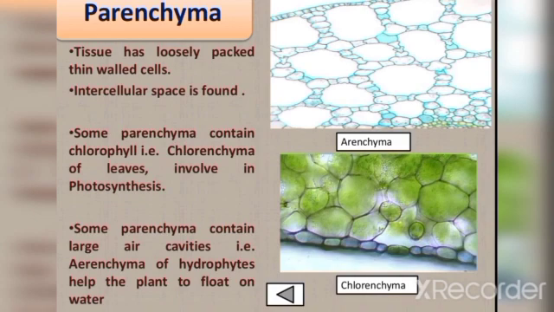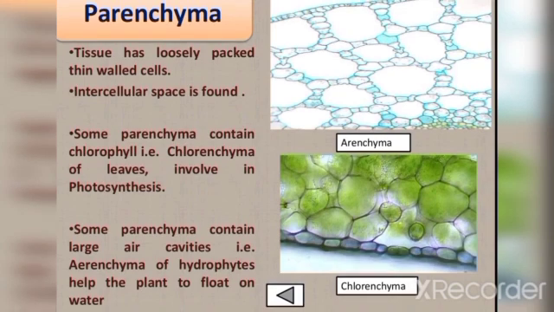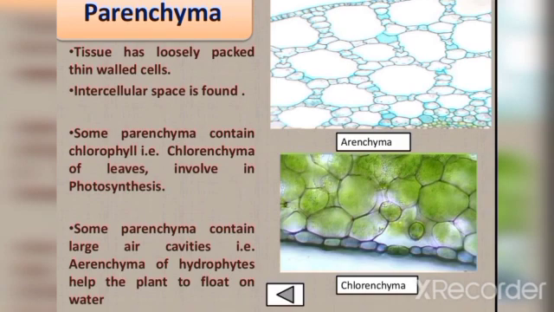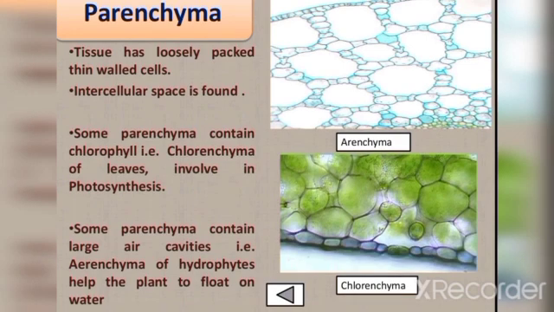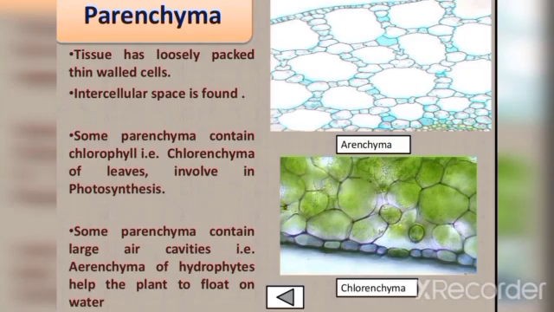And sometimes in aquatic plants, the parenchyma will provide buoyancy to the plant, meaning they form a sac-like structure which is filled with air, so they help aquatic plants to float, and there the parenchyma is known as aerenchyma. So these are the two specialized functions of parenchyma, that is aerenchyma and chlorenchyma.